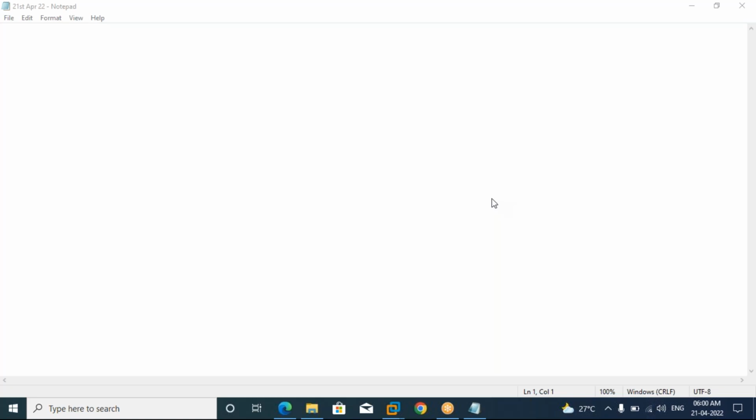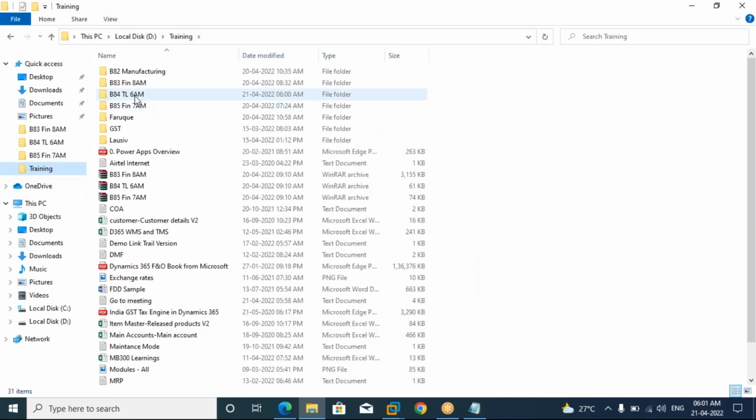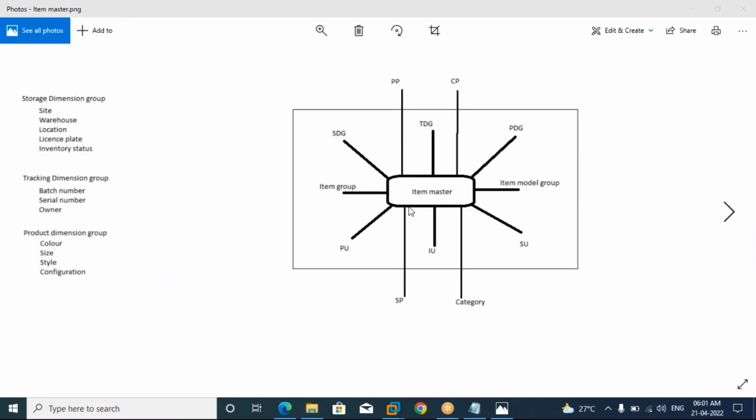Okay. So yesterday we were discussing the item creation process. Let me open this file. If you want to create an item master, you need to create a storage dimension group, tracking dimension group, and product dimension group. Then item group, item model group, purchase unit, inventory unit, and sales unit. These 8 are mandatory fields you need to define in the system.